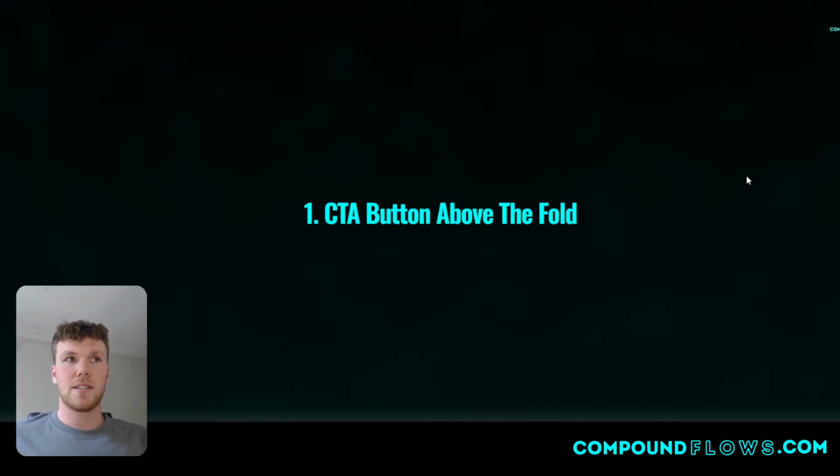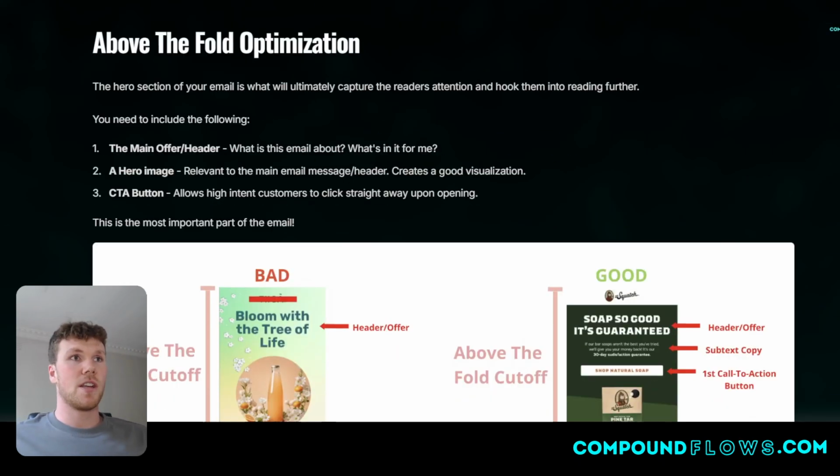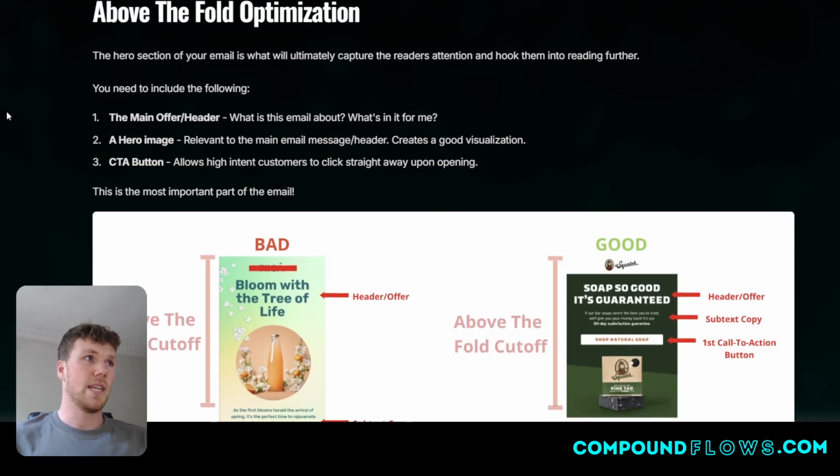First strategy is a CTA button above the fold. If you aren't doing this, well, I'm about to show you, you're missing out on a lot of clicks. This is all about creating a really good hero section, which involves putting in 3 main elements. That's your main offer, your header. So, what is this email about? What's in it for me? That's really important. As soon as people open up the email, they want to know what it is about.